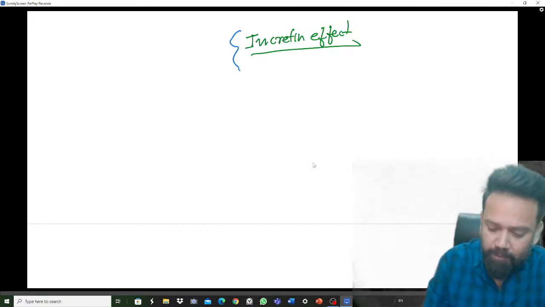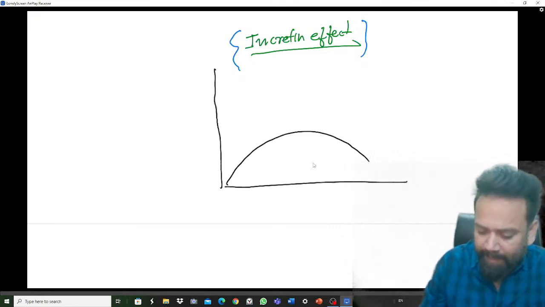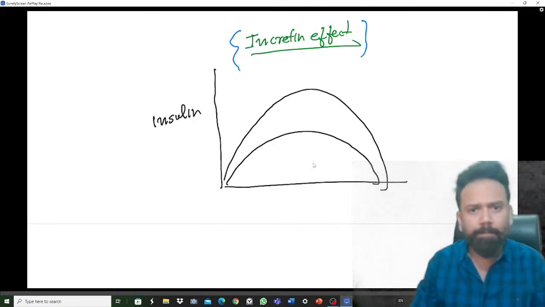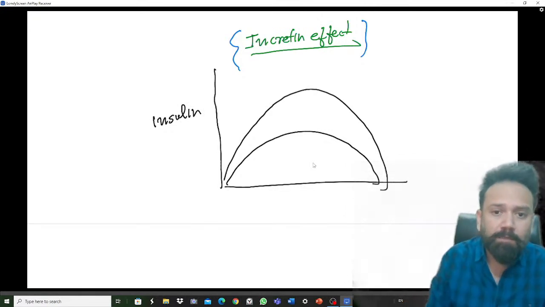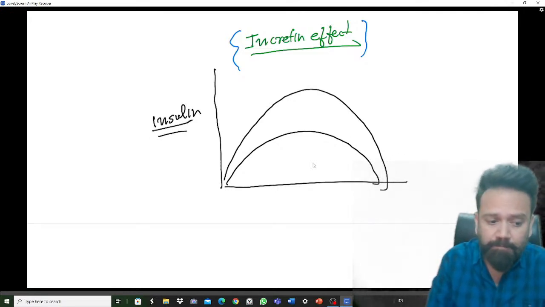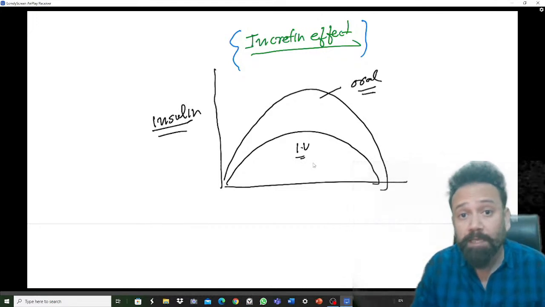What is the incretin effect, doctor? If you give glucose orally and IV, in which condition will insulin be more and why? Suppose I am giving some amount of glucose orally to one person and IV to another person. What do you think? Release of insulin will be more in which condition? The answer is oral. If we take oral glucose in comparison to IV, the release of insulin is more.